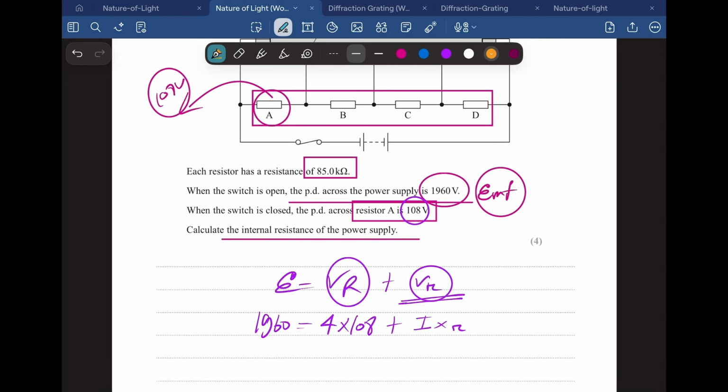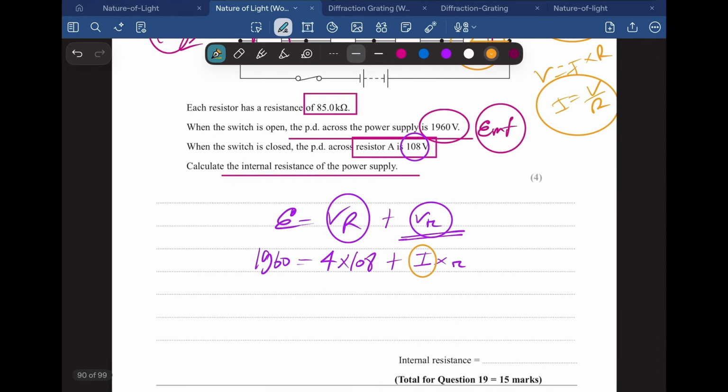And now we'll have to actually figure out the current value. As it is a series circuit, the same current will be flowing through all the resistors, right? So let's talk about this resistor, which has a voltage of 108 volt and a resistance of 85 kilo ohm. We know V is equal to current into resistance. So current will be equal to voltage by resistance. The voltage value is 108 volt divided by 85 into 10 to the power 3.